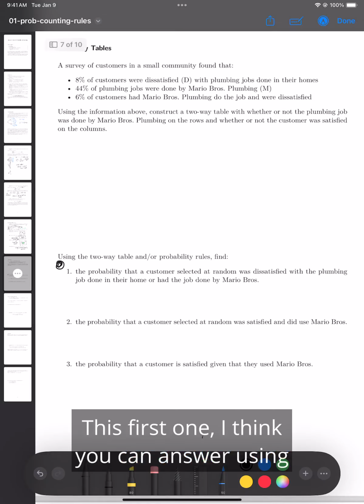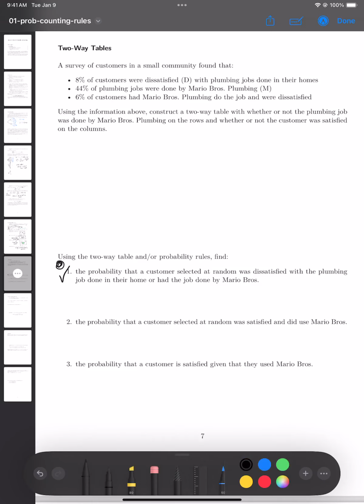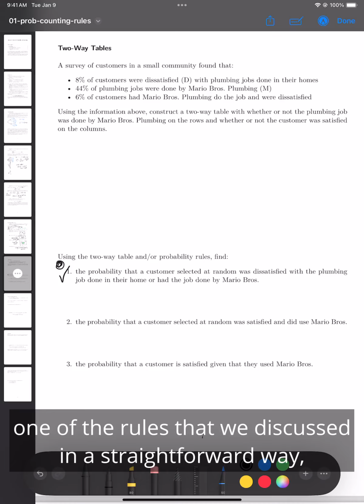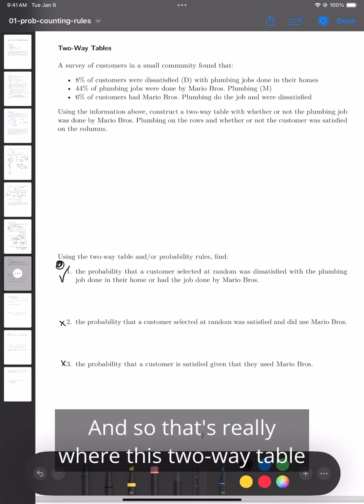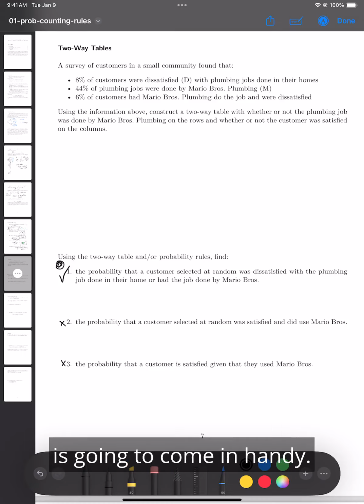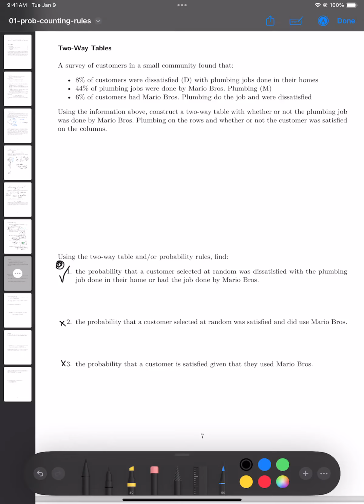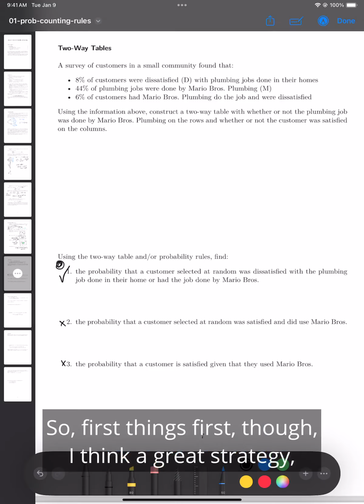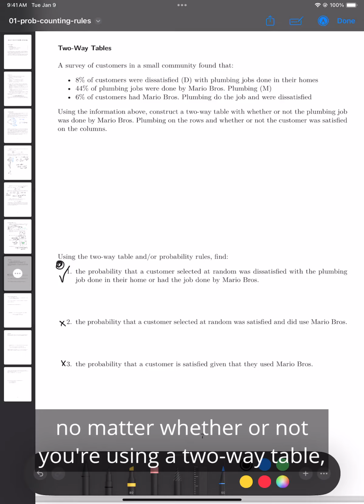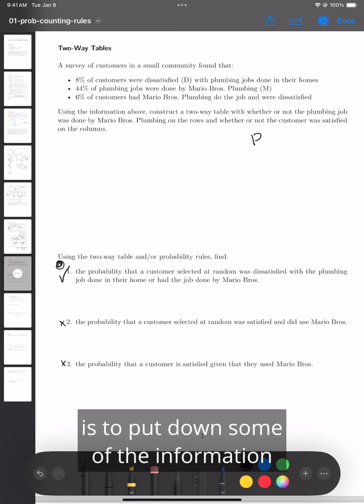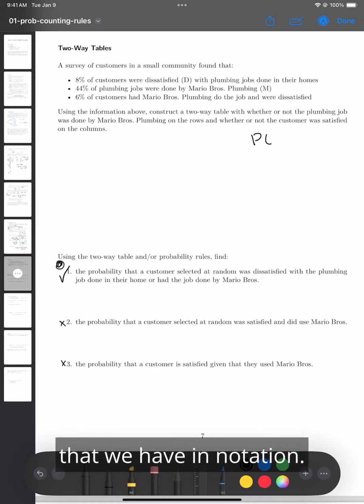This first one, I think you can answer using one of the rules that we discussed in a straightforward way. But these bottom two are a little less direct. And so that's really where this two-way table is going to come in handy. So, first things first, though, I think a great strategy, whether or not you're using a two-way table, is to put down some of the information that we have in notation.